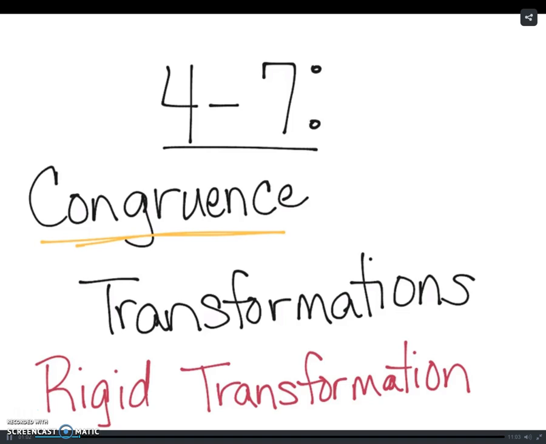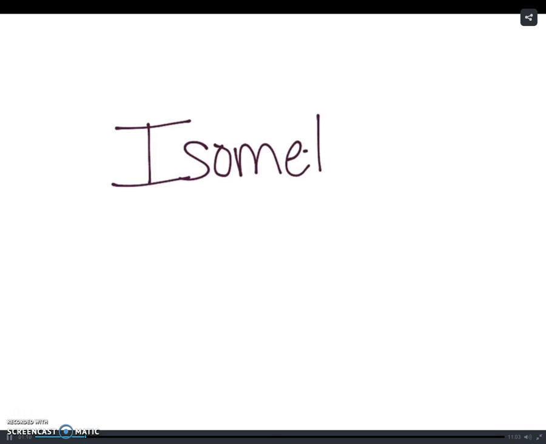Another term you might hear in relation to these is called an isometry. I'm just going to spell that out here. And that is just another term for a congruence transformation. We just have three names here. Right? So let's talk about some terms that we're going to need.